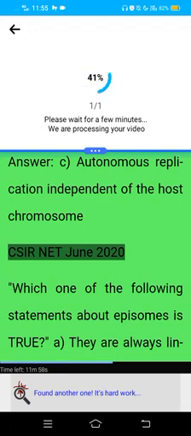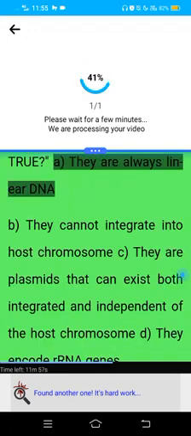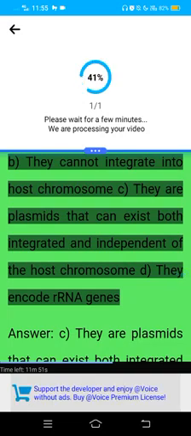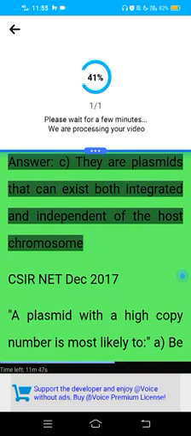CSIR NET June 2020. Which one of the following statements about episomes is true? A. They are always linear DNA. B. They cannot integrate into host chromosome. C. They are plasmids that can exist both integrated and independent of the host chromosome. D. They encode rRNA genes. Answer: C. They are plasmids that can exist both integrated and independent of the host chromosome.